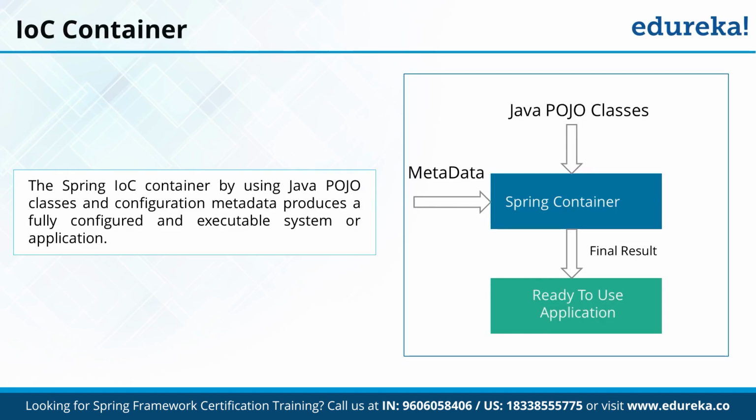So guys, the Spring IOC container, by using the Java POJO classes and configuration metadata, produces a fully configured and executable system or an application, right? So what we are trying to say is that you come up with the POJO class, you write the POJO class, and you provide the metadata in the form of some XML configuration. You give it to the Spring Framework or the Spring container, and it will automatically give us the objects which we can use directly in our application, or you can say we got a ready to use application itself.